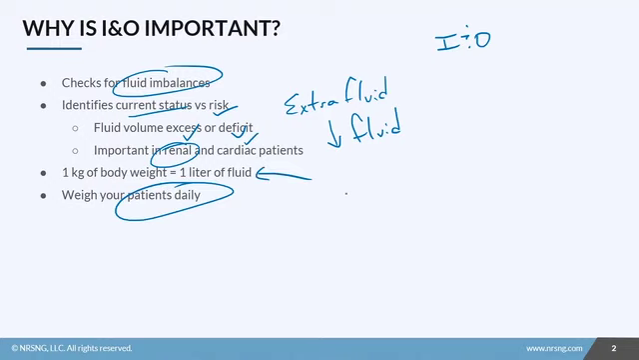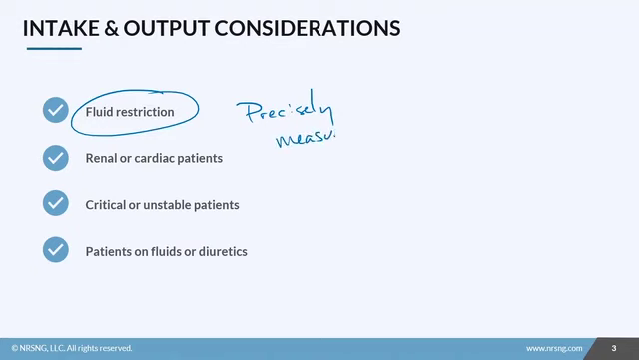In these types of situations, this is where your intake and output are going to be really important. For your patients who are on fluid restriction, maybe your kidney or your cardiac patients, this is where it's going to be really critical to precisely measure their intake and output. You want to make sure that you're keeping track of everything and keeping an eye on their overall fluid status. So be mindful of that when you're taking care of renal and cardiac patients.